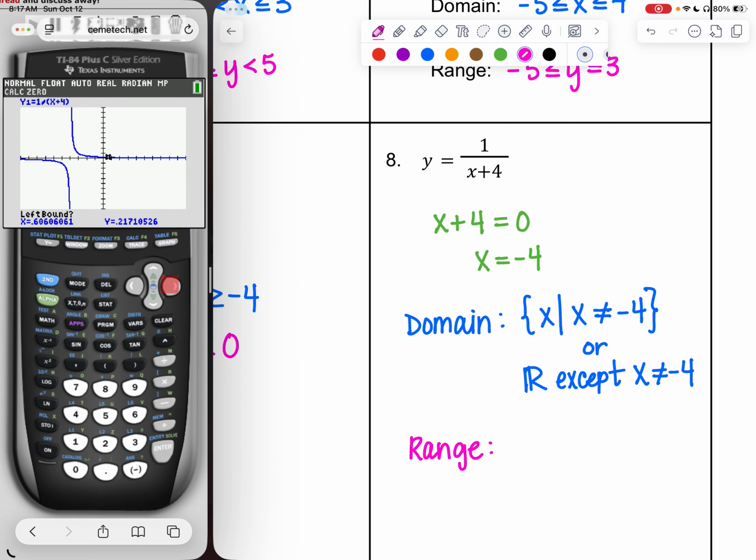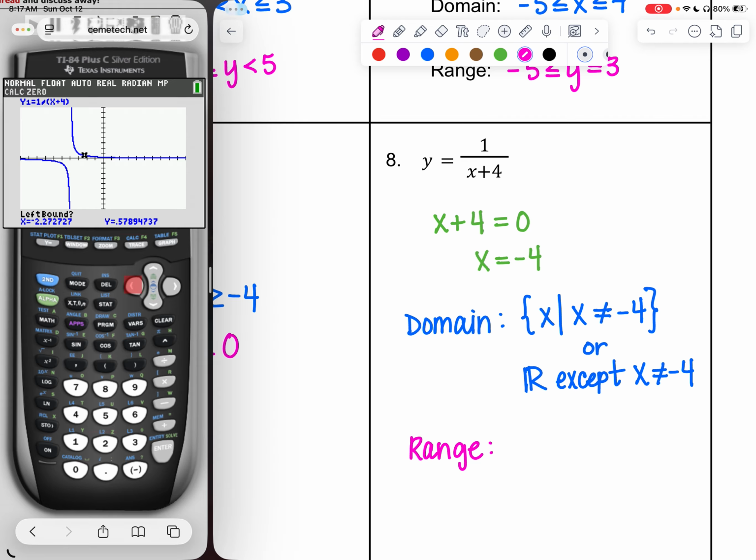So if I scroll all the way to the right, you see that those y values are getting really close to 0. They're getting really small. Same thing will happen if I go all the way to the left. Okay, so I'm going to the left, to the left.